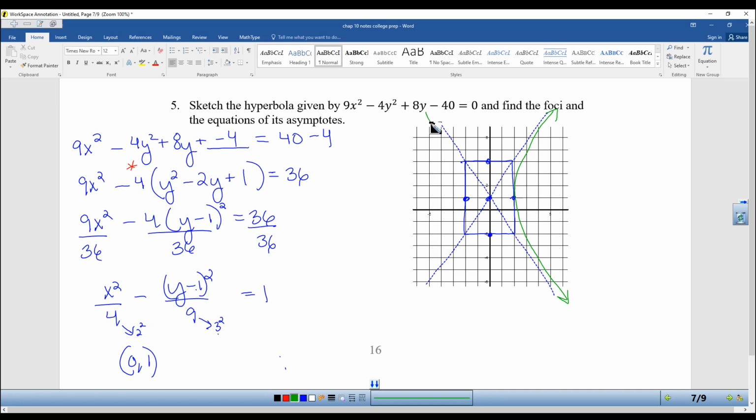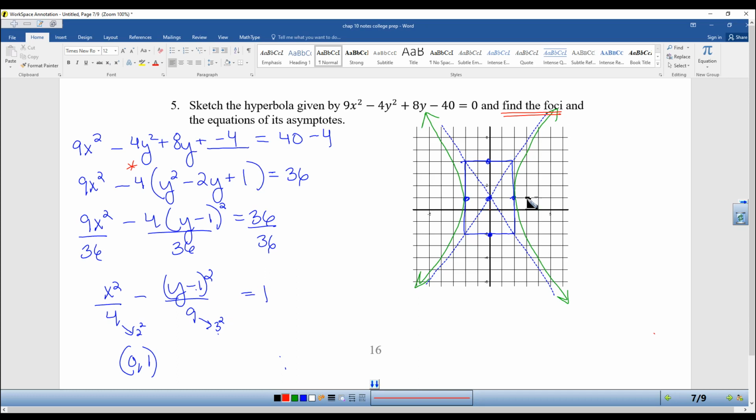Follow the asymptote, hit the vertex, follow the asymptote. So none of the blue is actually the answer. Just the green is the answer. But you needed all the blue pieces to make it work. It did ask me to find the foci.